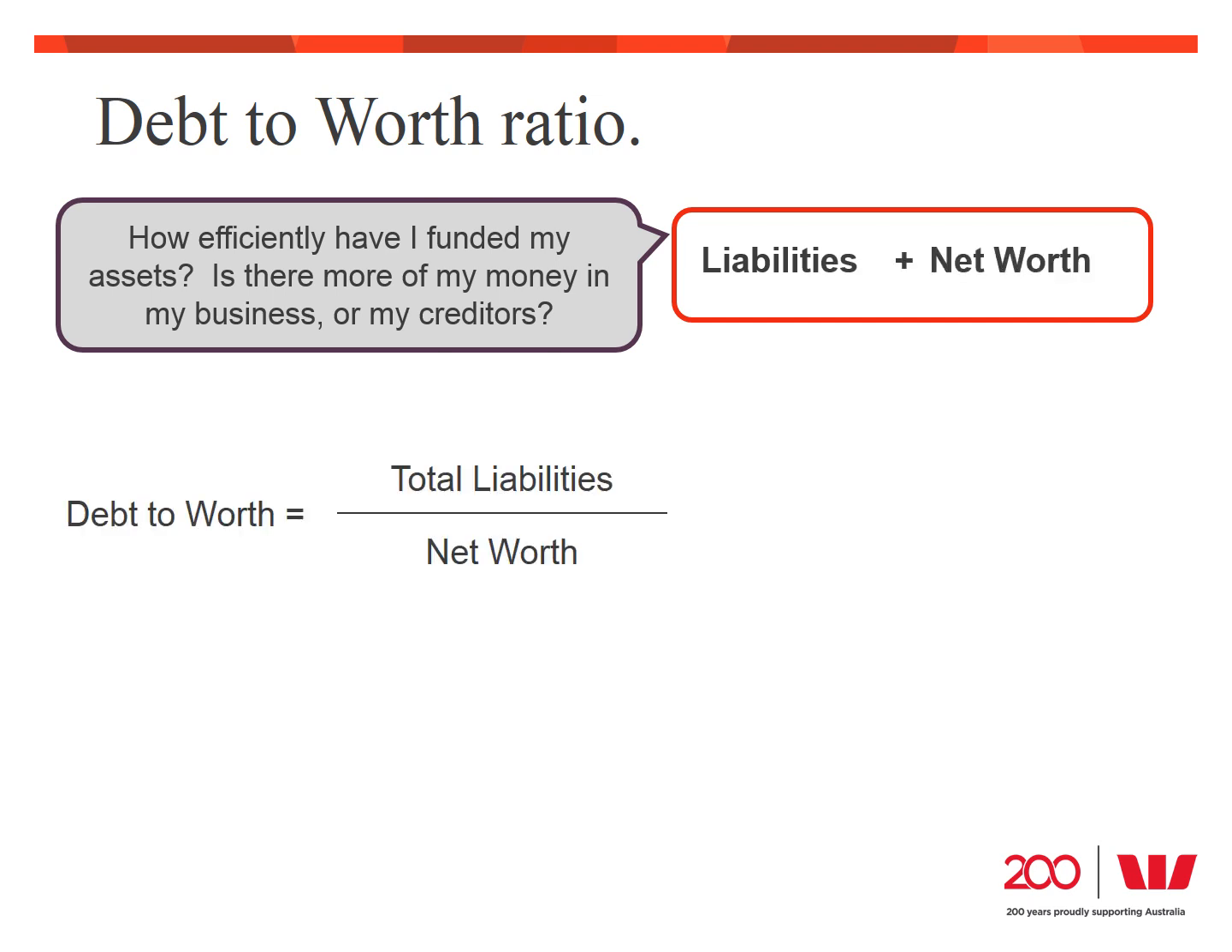Now in Anna's case, this is $400,200 divided by $260,100, which gives us a debt to worth ratio of 1.5. Fantastic, is it? What is this ratio actually telling us about the business?